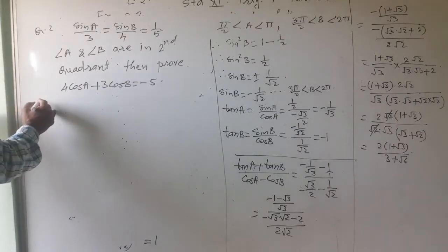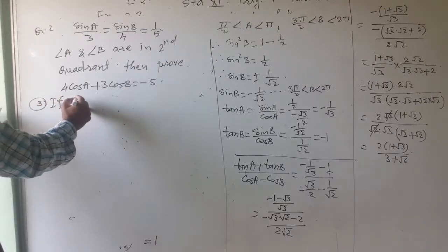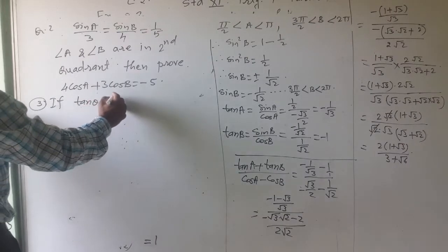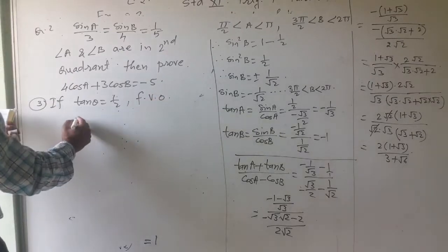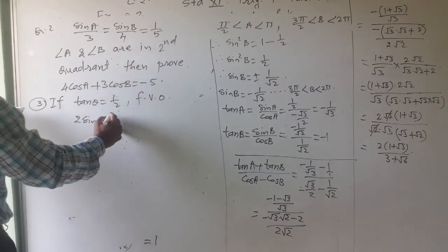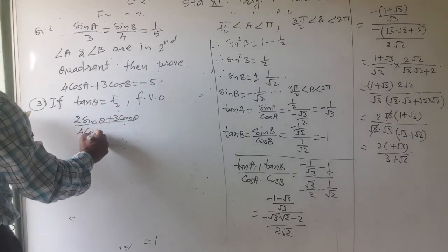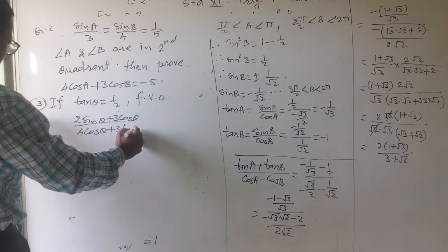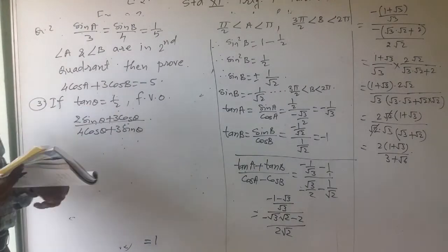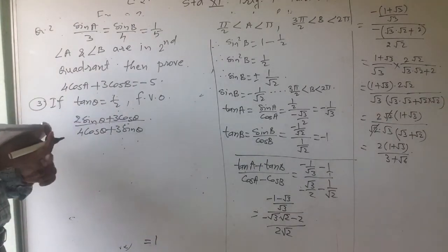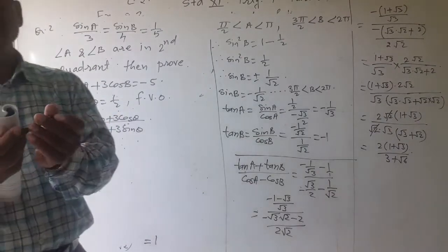Another question I will give you, the third. If tan theta is equal to 1 upon 2, find the value of 2 sin theta plus 3 cos theta upon 4 cos theta plus 3 sin theta. How do you solve it? 1 plus tan square theta is equal to sec square theta. Sec square theta gives you sec, sec gives you cos also, and everything you can solve. Put the values and solve.